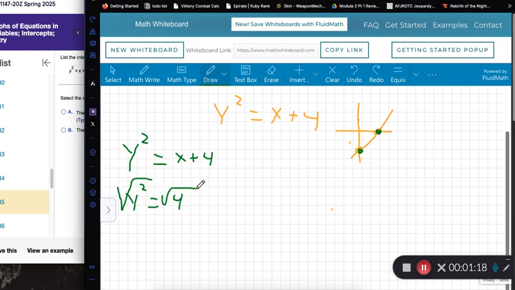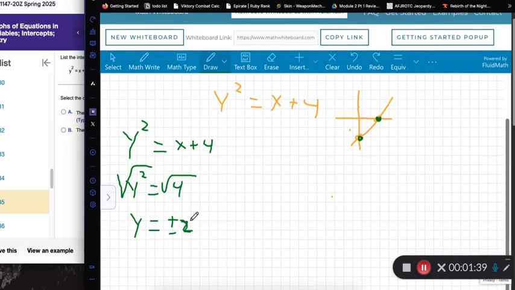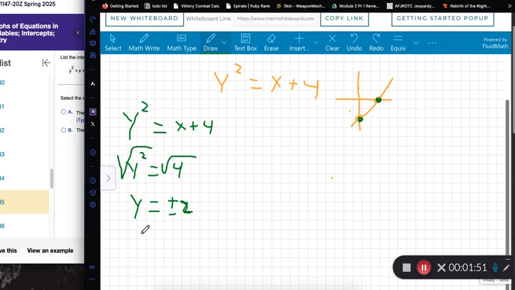So if we take the square root, we get y equals plus or minus 2. It's plus or minus 2 because you can have negative 2 squared or positive 2 squared, and it will still equal 4. So this gives us our two y-intercepts, because when x is 0, y is equal to either plus or minus 2. And we get two solutions because it's the square root. So 0, 2, or 0, negative 2 is our two intercepts.